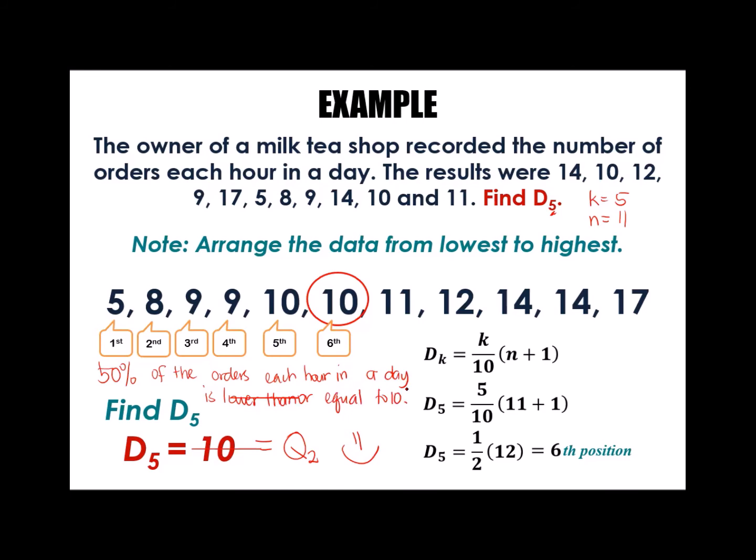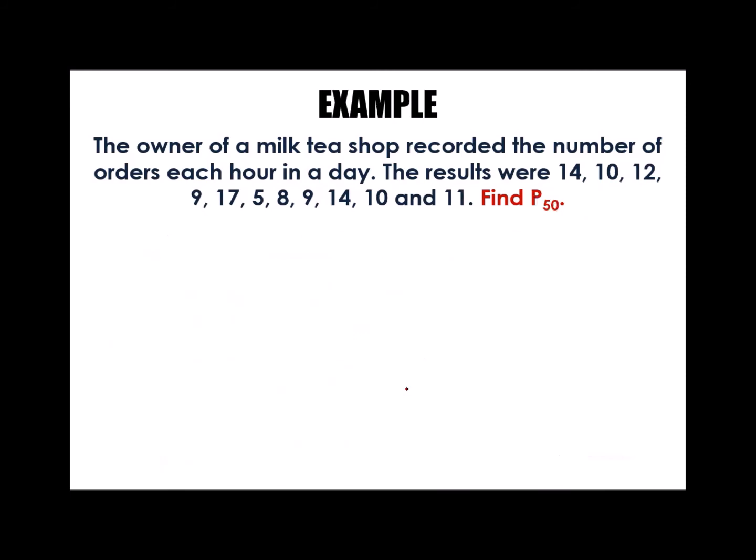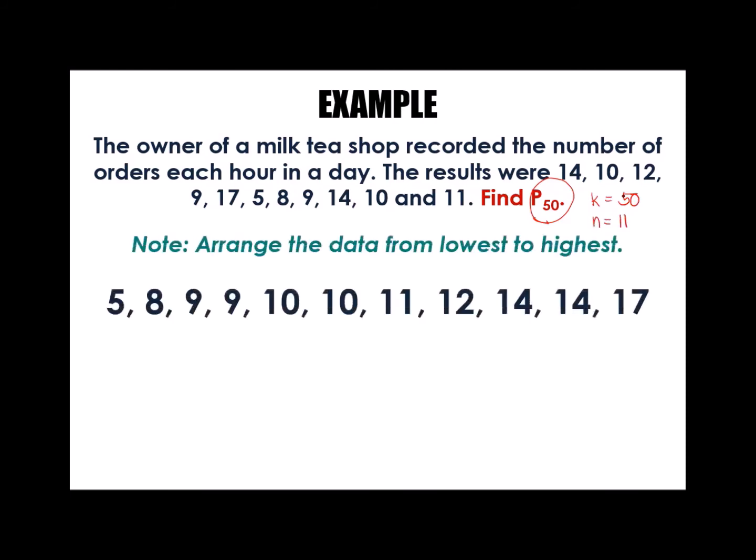So, nagsastart tayo dun sa percentage. Then, proceeding to ano ba yung pinag-uusapang klaseng data. Tapos, if you're looking for what is left, so it's lower than or equal to. And then, doon sa na-compute natin. Okay? So, let's proceed. Paano naman po pag P sub 50? Okay, so ang value ng k natin dito ay, syempre, 50. Tapos, ganun ulit, ang value ng n ay 11. Okay?